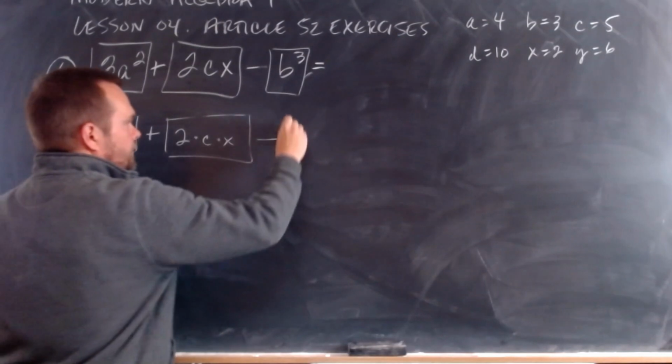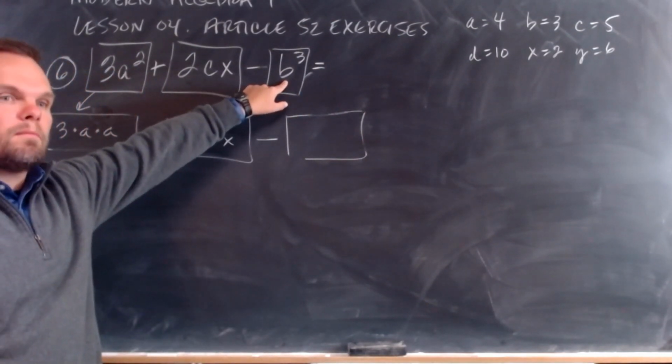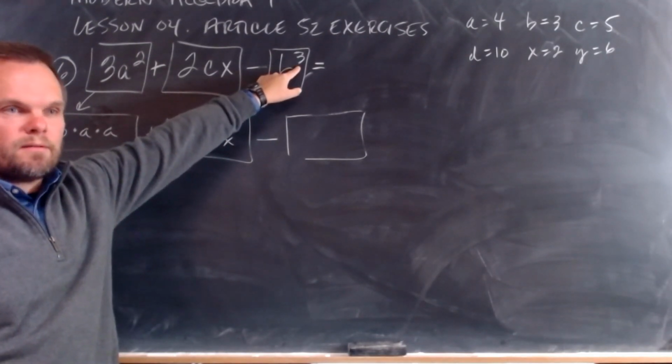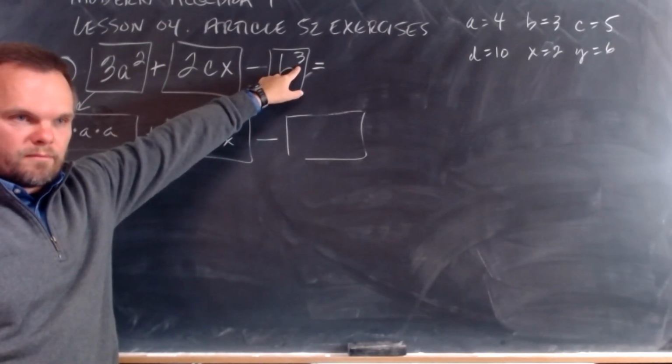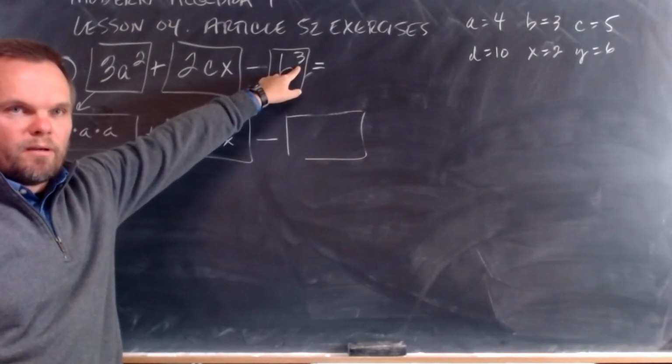Minus a third term. What does this mean? B to the second power? No, it's not b to the second power. That's a 3. Third power. Okay, so that's right. B to the third power.